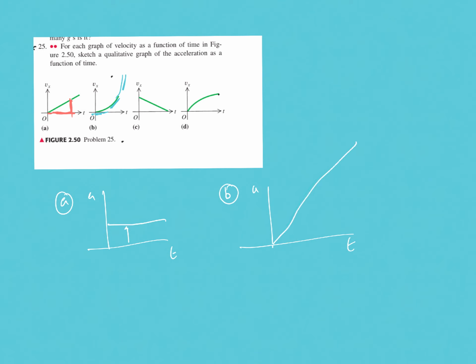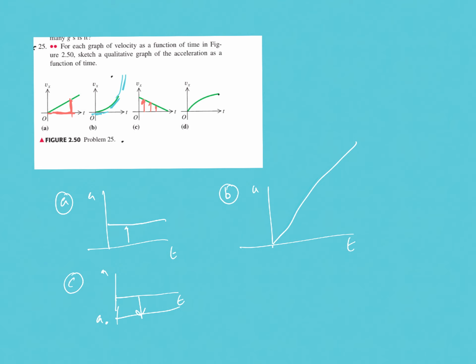Now, for graph C, the velocity decreases, but it decreases at a constant rate because the graph is a rectilinear line. So the graph of the acceleration versus time will be something negative and constant.